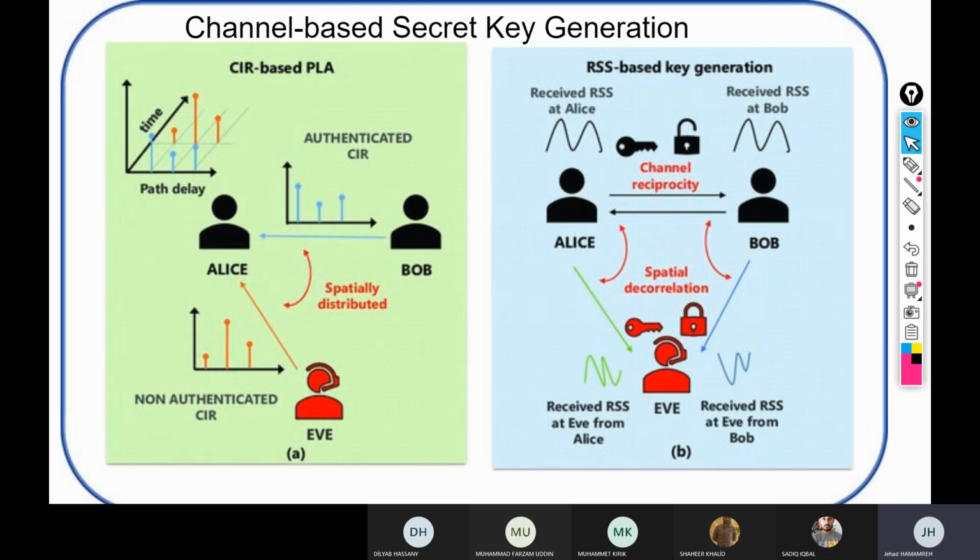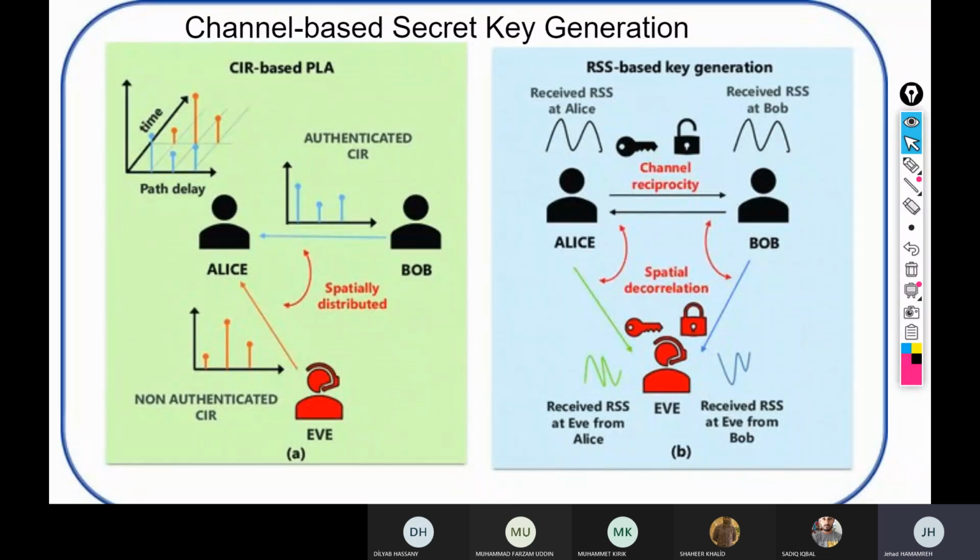At the same time, since Eve is located at a different location from Bob or Alice, not in the exact same location as Bob, we have another property called spatial decorrelation. This means that the channel measurements at Eve's position are going to be different, and therefore Eve and Bob will experience different channels. If these are different, then when they extract randomness based on a certain quantization rule, they will end up getting different key bits.